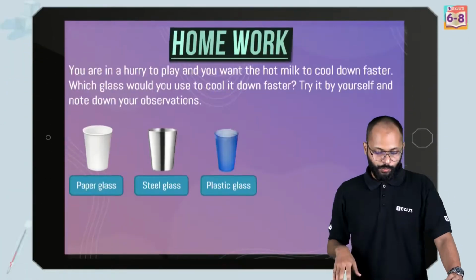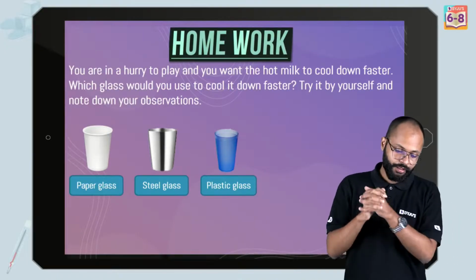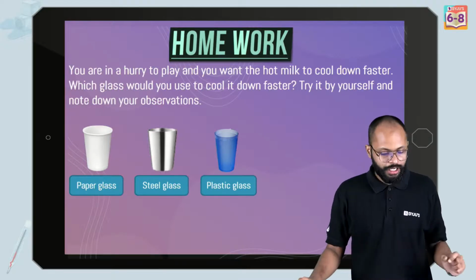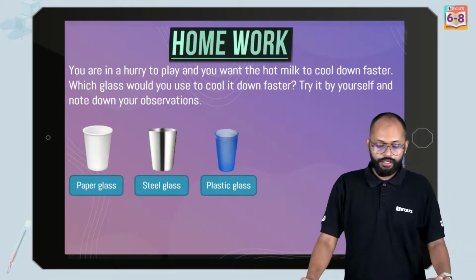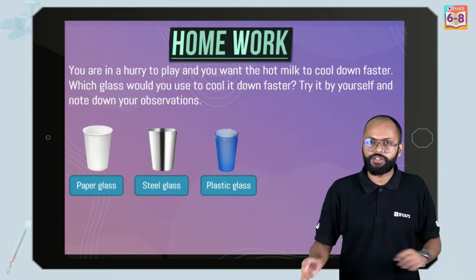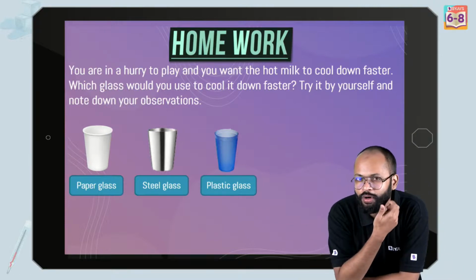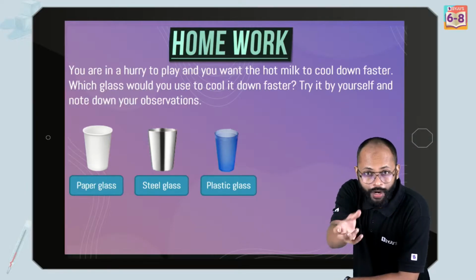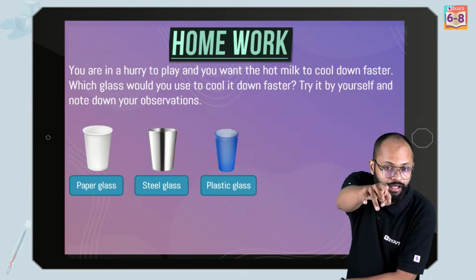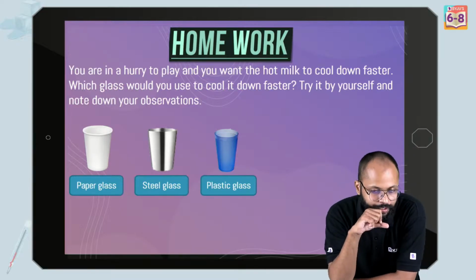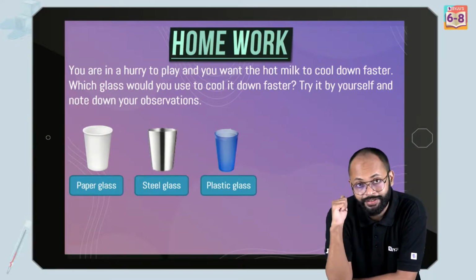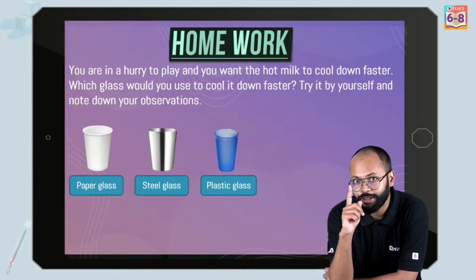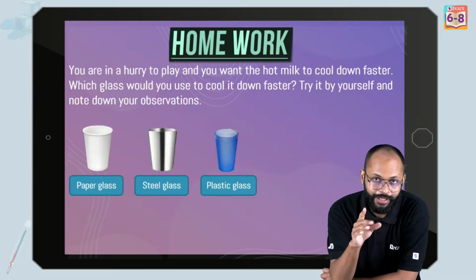Okay. Next one, this is important. Now you are in a hurry to play and you want the hot milk to cool down faster. Which glass would you use to cool it down faster? Try it by yourself and note down your observations. While doing this, I also want you to understand what you feel when you touch these three glasses, and why you chose the glass you are answering for. Take the screenshot for this question, because it is related to the next session. In the next session, I'll show you an experiment. If you have tried this question, you will get the experiment very nicely. Otherwise, you'll struggle a little bit.